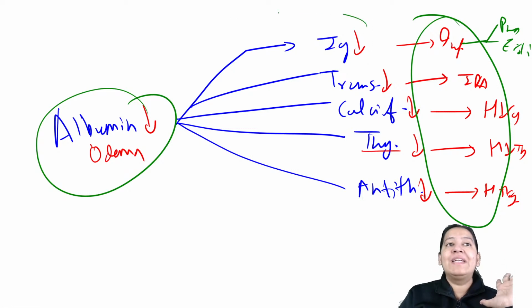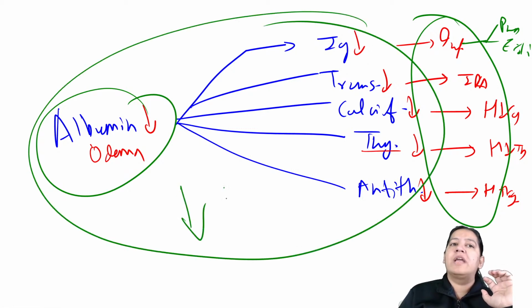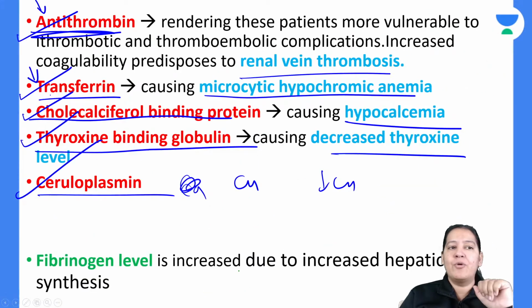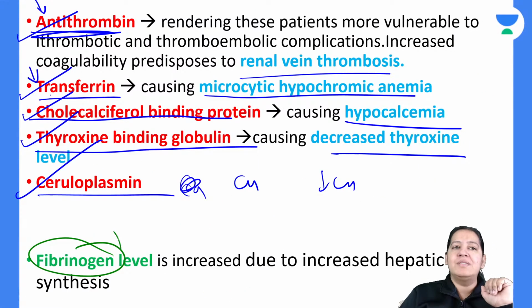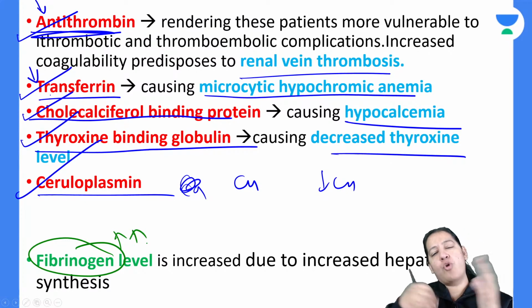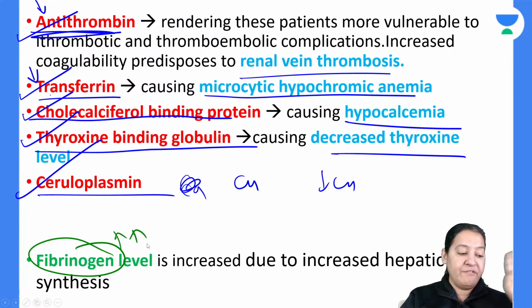All these proteins decrease. See the arrow. They all decrease. Only one protein increases in nephrotic syndrome. Name that protein. Fibrinogen. Fibrinogen is increased to compensate. So please learn your fibrinogen separately.